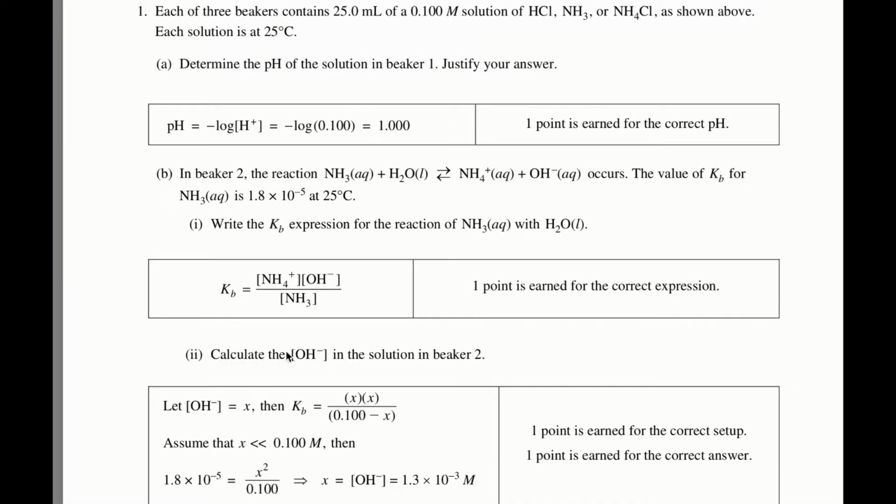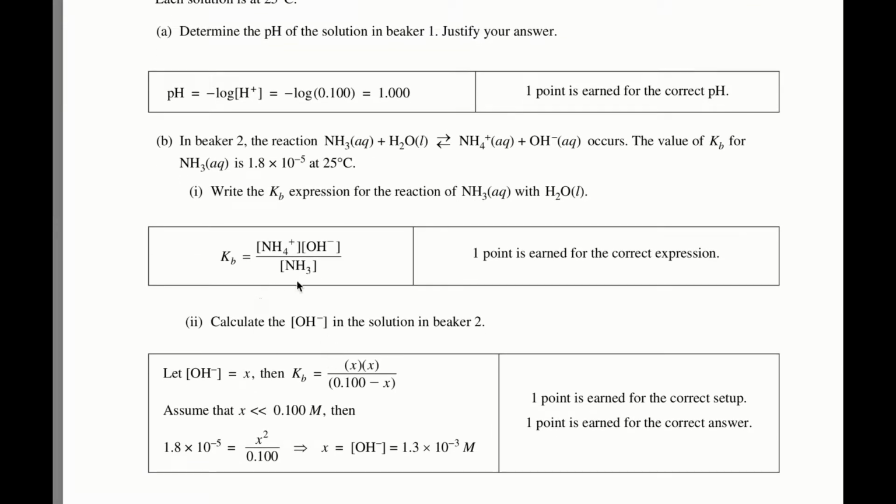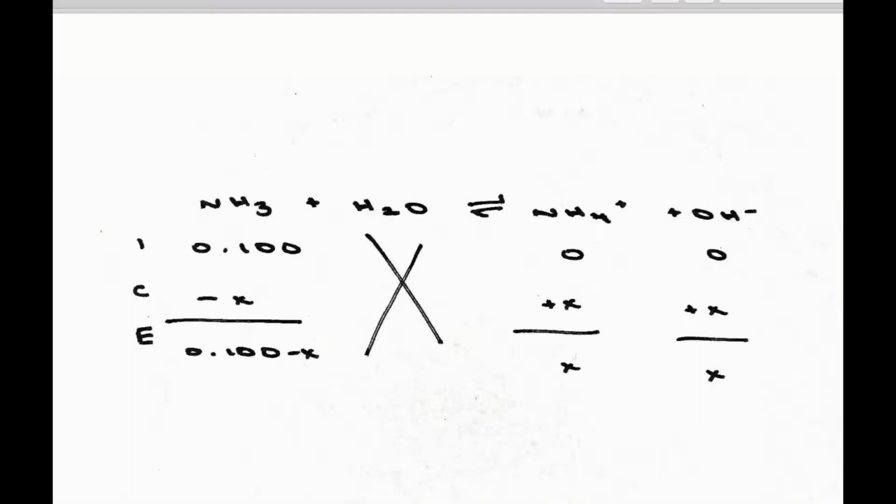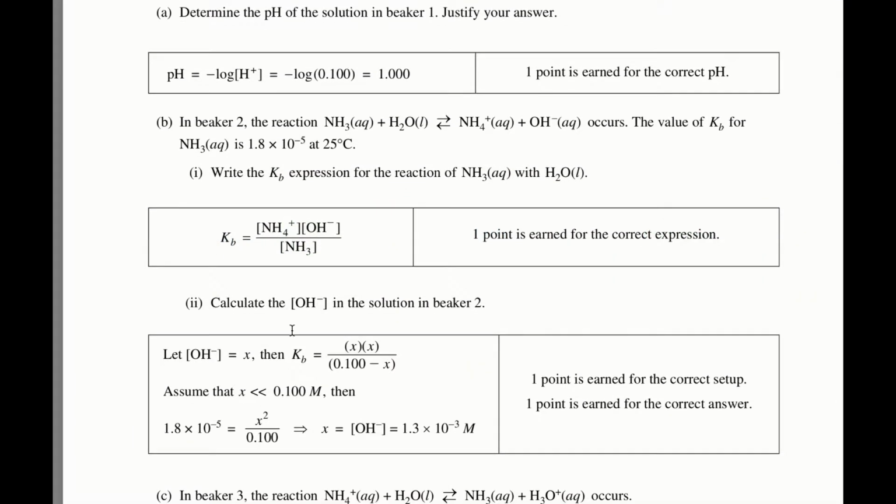In II, it says calculate the concentration of OH-. Okay? So here it doesn't show any of the work, so I like to show you where I got my work from, so I'm going to show you right here. So you've got 0.100 molar of your weak base. It's not going to dissociate completely because it's a weak base. So there are your equilibrium concentrations, X, X, 0.100 minus X. Then you can go back and see how they plugged all of that in, okay?